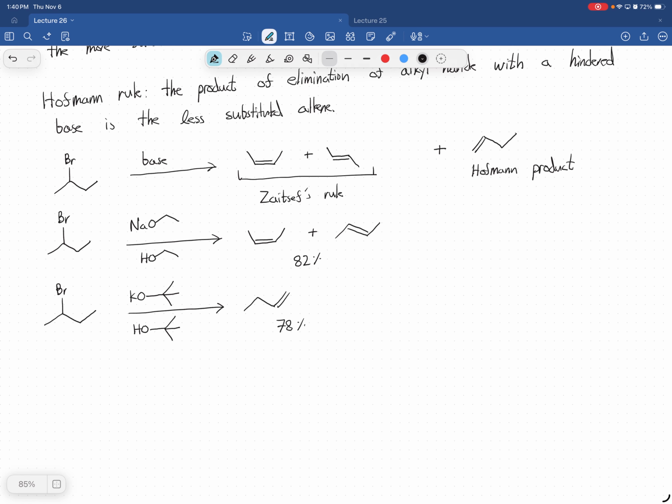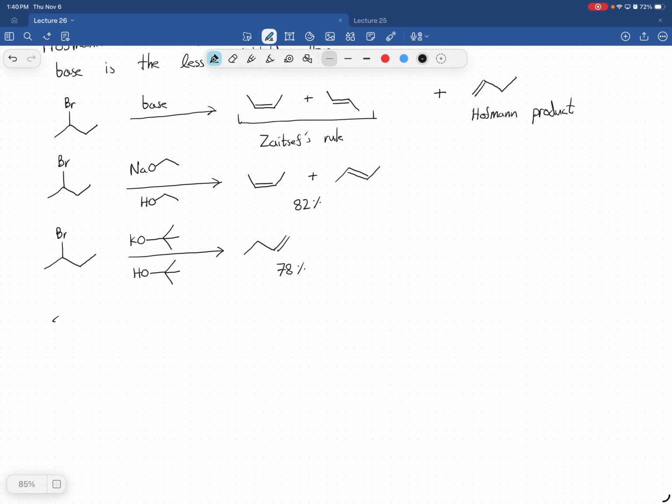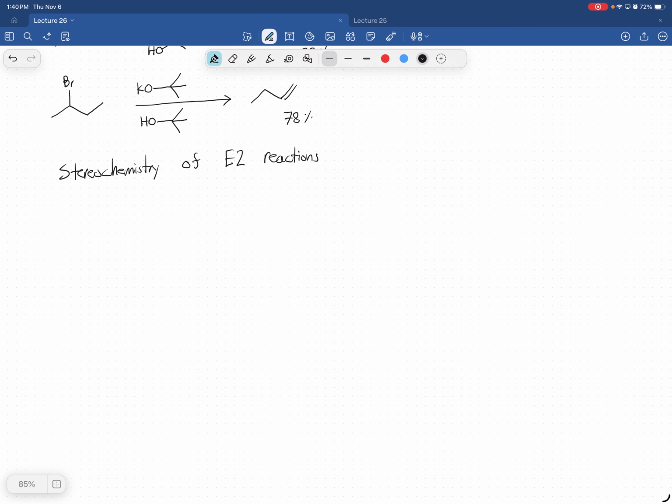All right, are there any questions on that selectivity? No? Okay. So let's talk about the stereochemistry now. We talked about the regiochemistry right here. So now let's talk about the stereochemistry of E2 reactions. All right. So remember, E2 can occur in two possible geometries.